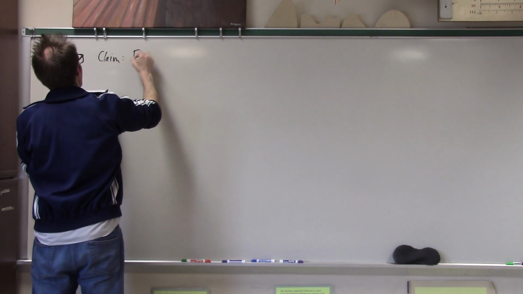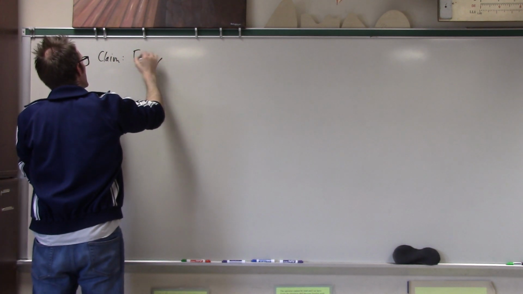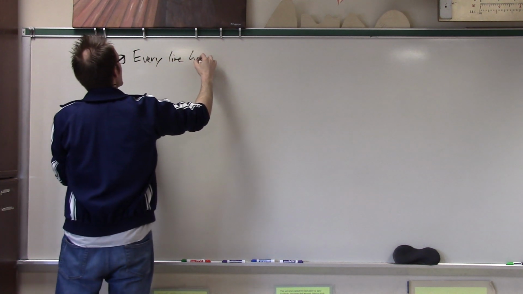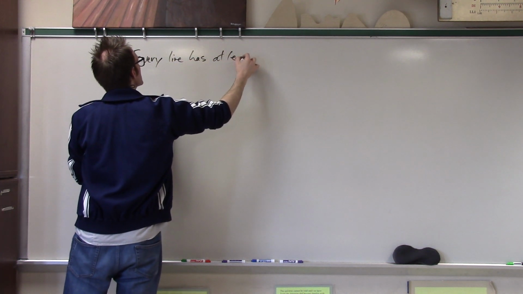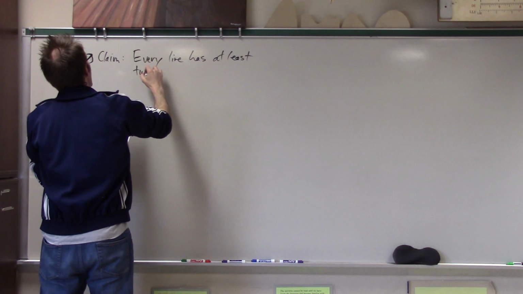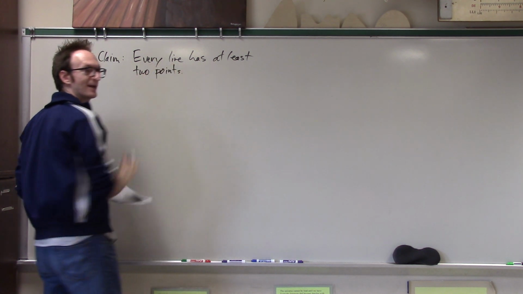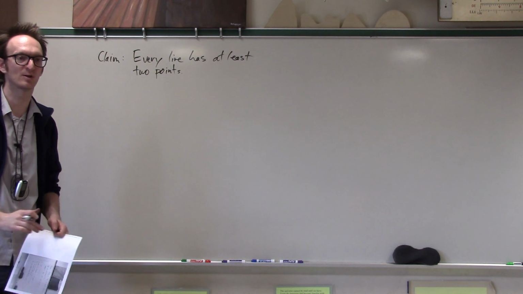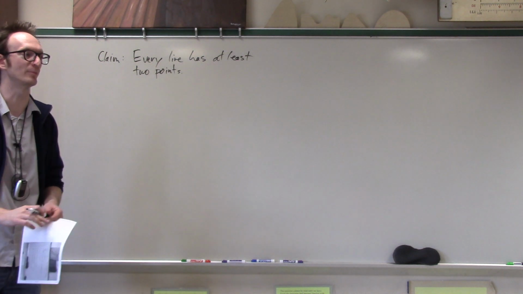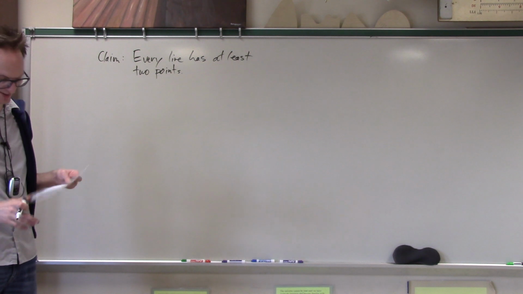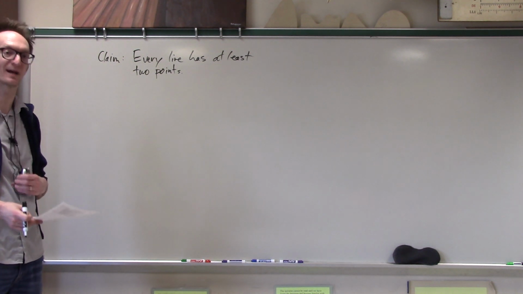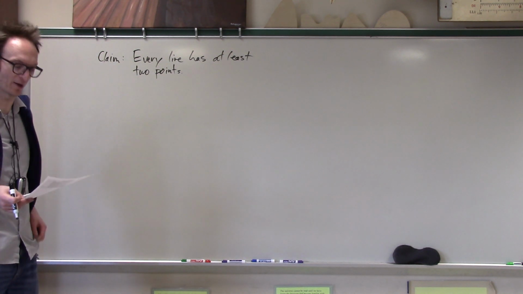Claim: every line has at least 2 points. Okay, this sounds very obvious, but actually it is quite difficult to prove. Well, not difficult, but it's very abstract, and Gossett just skips this entirely.